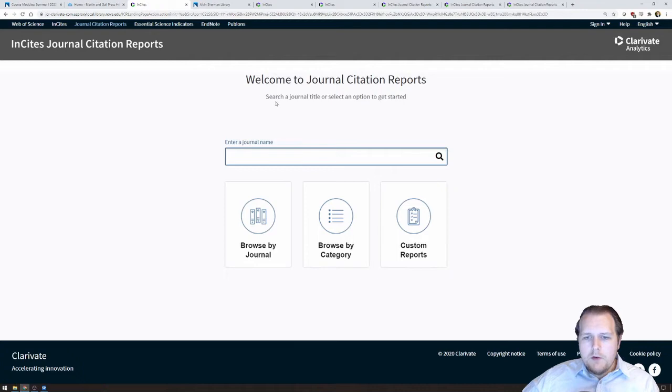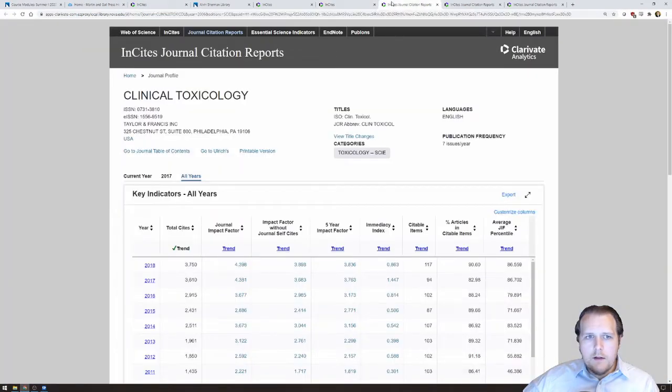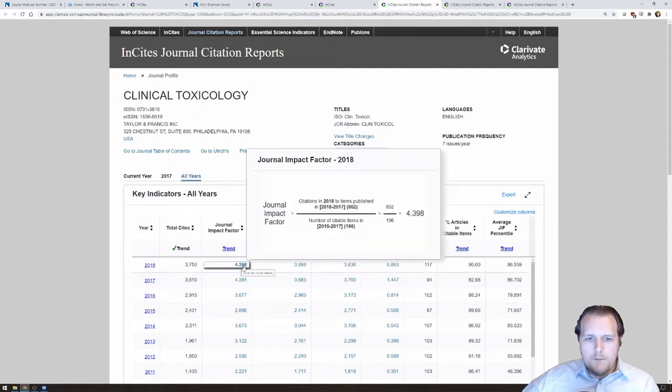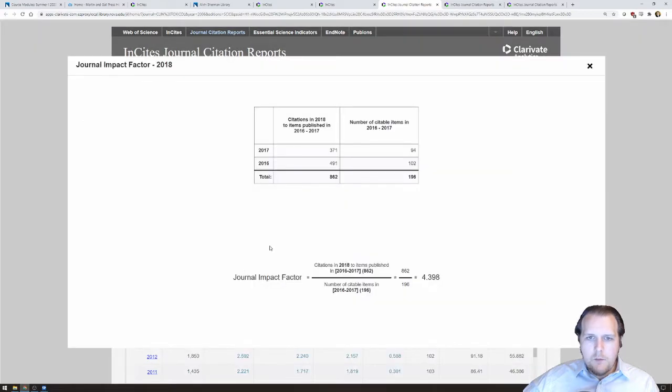But I want to show you an example of a journal here. So let's go ahead and look at one that I use pretty frequently in clinical toxicology, called Clinical Toxicology. Pretty straightforward here. And this is kind of our standard one that we go with for the most part. So anyway, looking at the journal impact factor, you see it changes year by year, but basically let's click here and see what this means. A journal impact factor of 4.398.